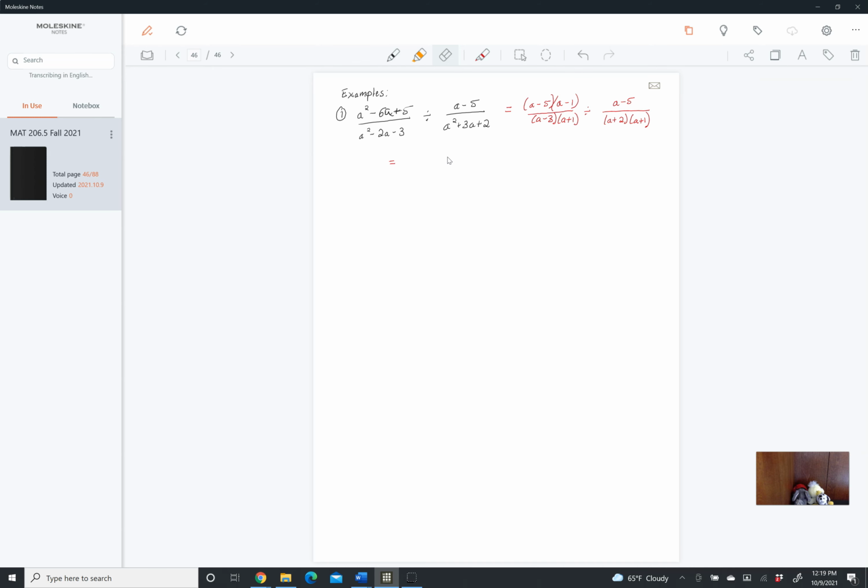We want to flip the second fraction. So what does that mean? That means that we wind up with a minus 5 times a minus 1 over a minus 3 times a plus 1 times, now we flip it, a plus 2 times a plus 1 over a minus 5. Okay, so we flipped it.